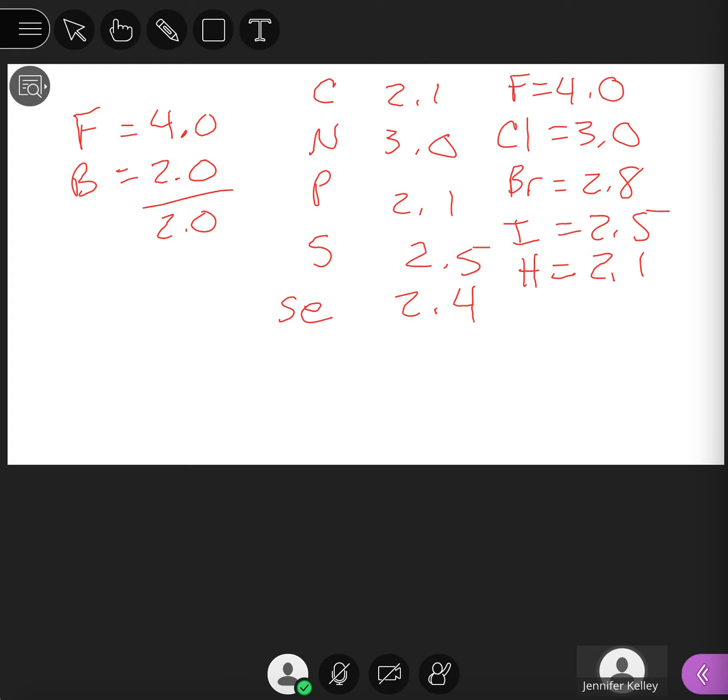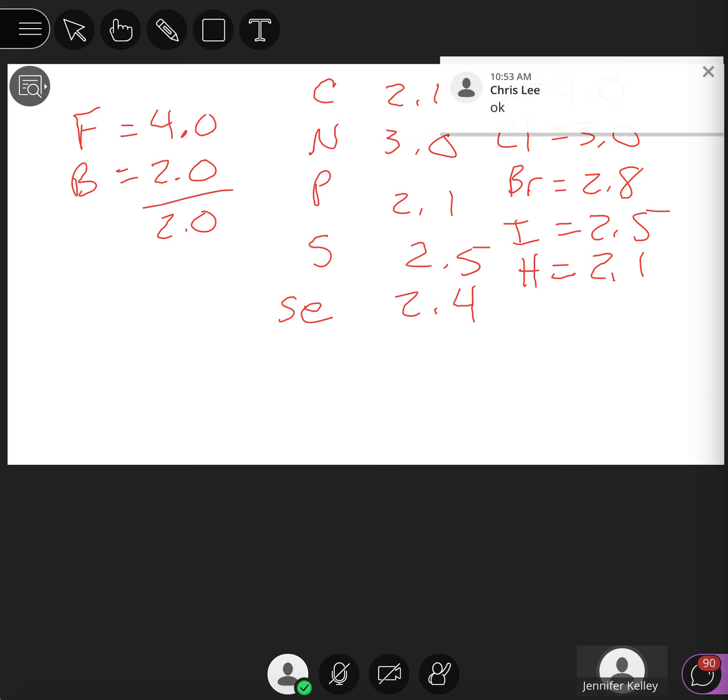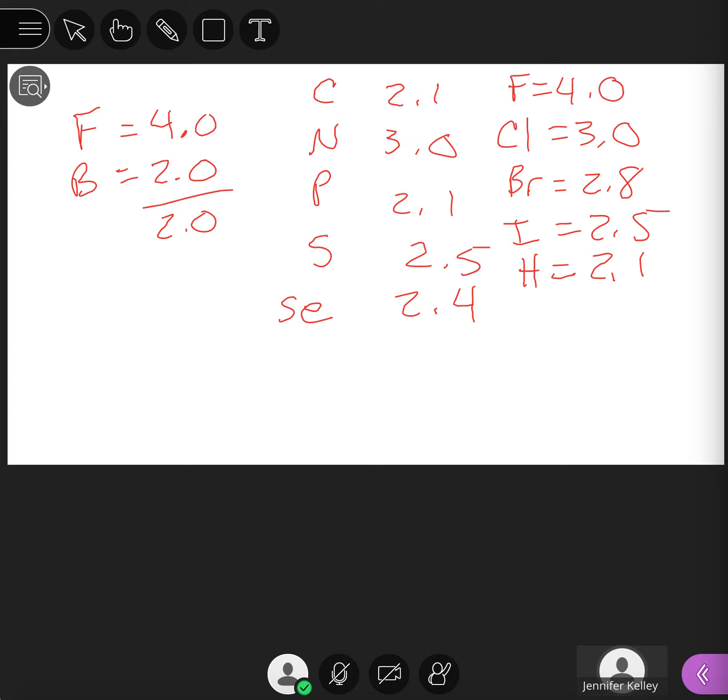All right. So they give you one where you put them in order of greatest to least electronegativity. They give you another one where you do greatest to least electronegativity.